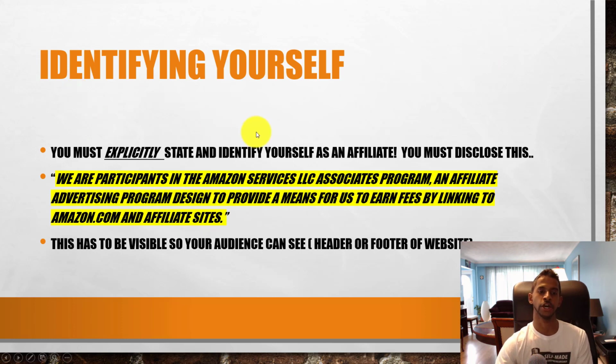Identifying yourself. You must explicitly state and identify yourself as an affiliate. So you must disclose the following. Somewhere on the website, you want to disclose: we are participants in the Amazon Services LLC Associates Program, an affiliate advertising program designed to provide a means for us to earn fees by linking to Amazon.com and affiliate sites. You want to have this somewhere on your website that's visible, somewhere your audience can see, so either the header or footer of your website.